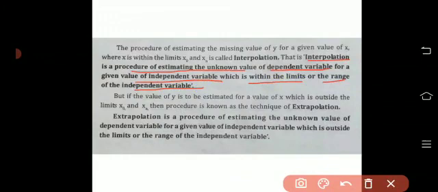Now we will see what is meant by extrapolation. Extrapolation is the procedure of estimating the unknown value of a dependent variable for a given value of independent variable which is outside the limits or the range of the independent variable.